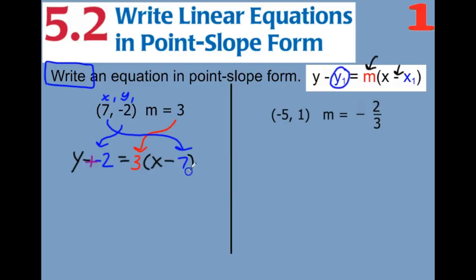And then there's a parentheses again. This is now in point-slope form. This is our answer. We wrote an equation in point-slope form, this form.